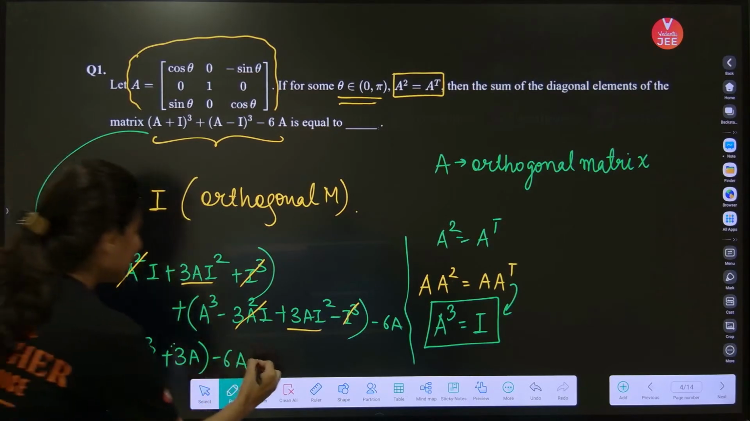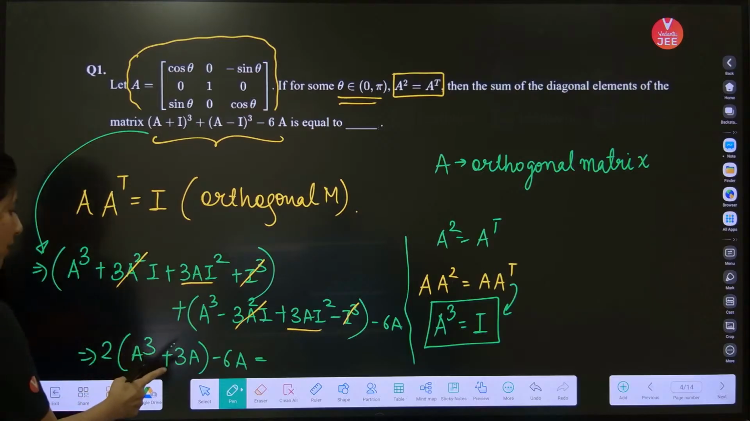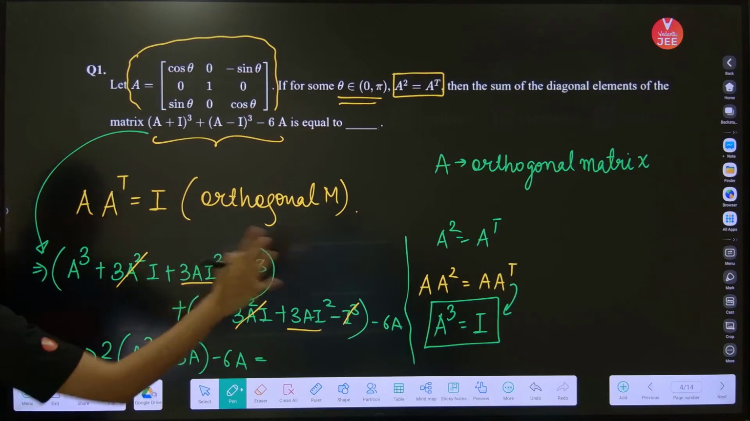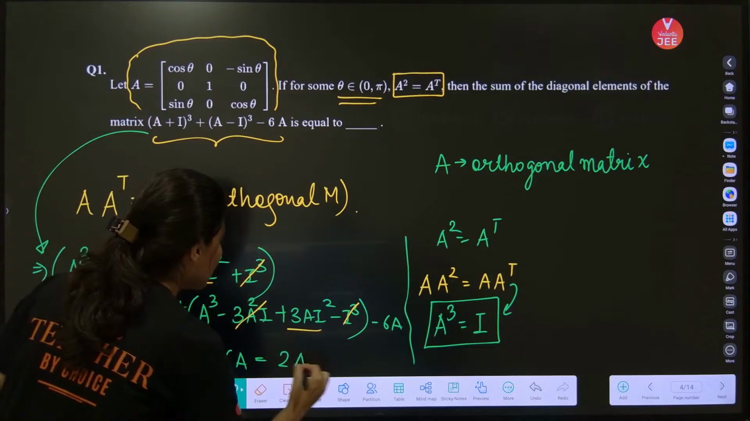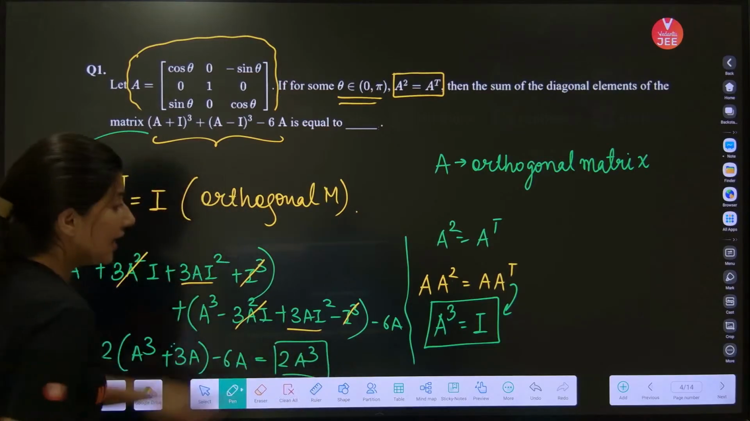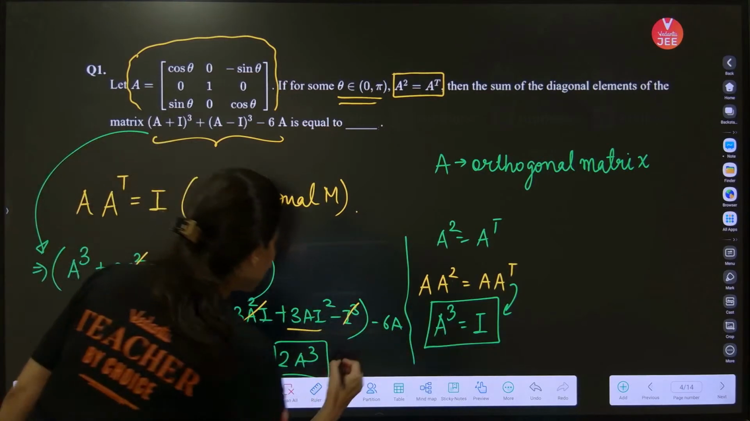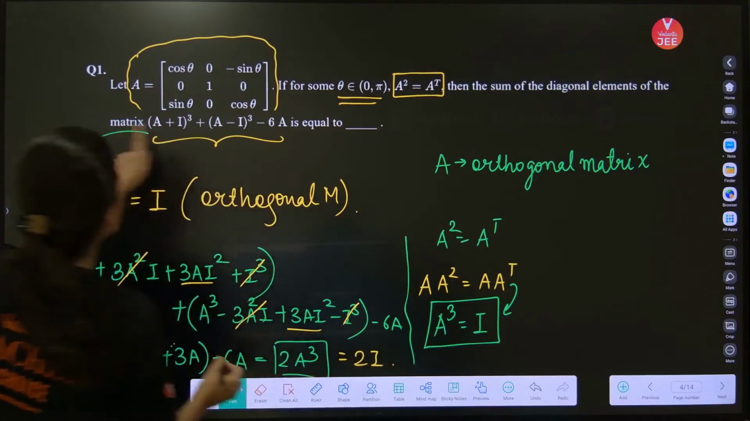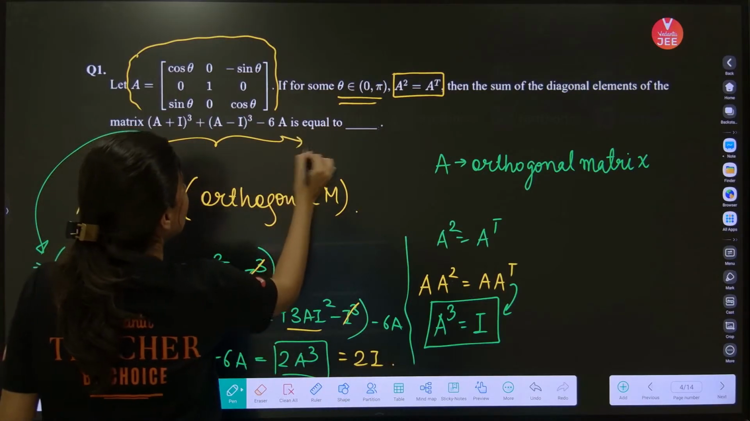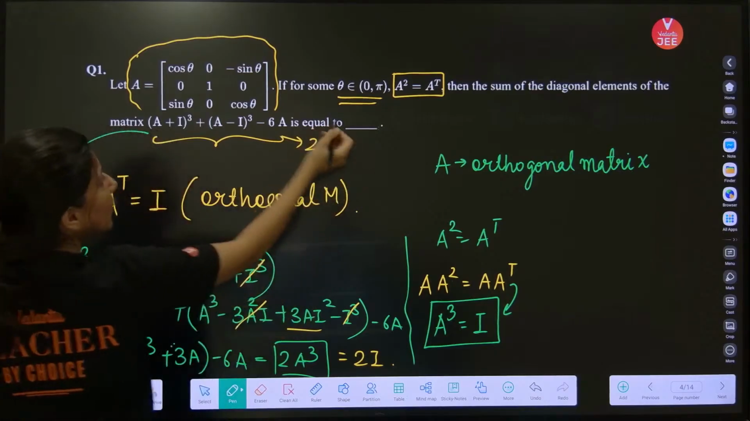Now if you solve it, clearly what do you get? 6A minus 6A is gone. So 2 times A cube will be the answer. A cube is nothing but the identity matrix, that means 2 times identity. So this very matrix is nothing but 2I. What is the 2I matrix?